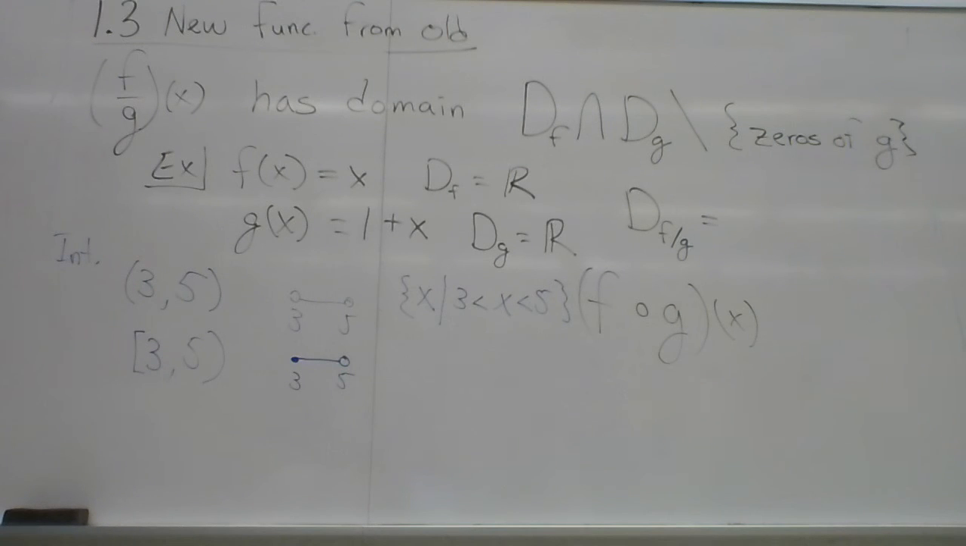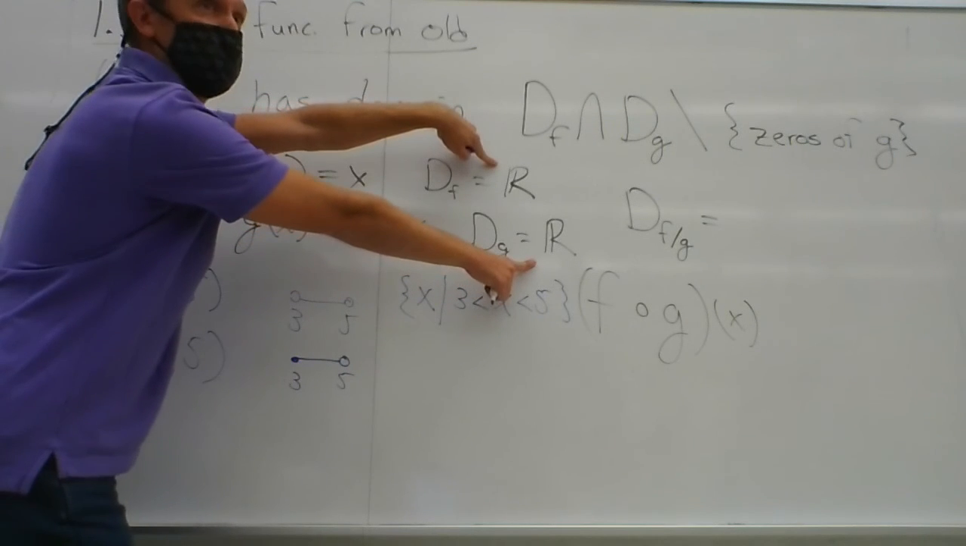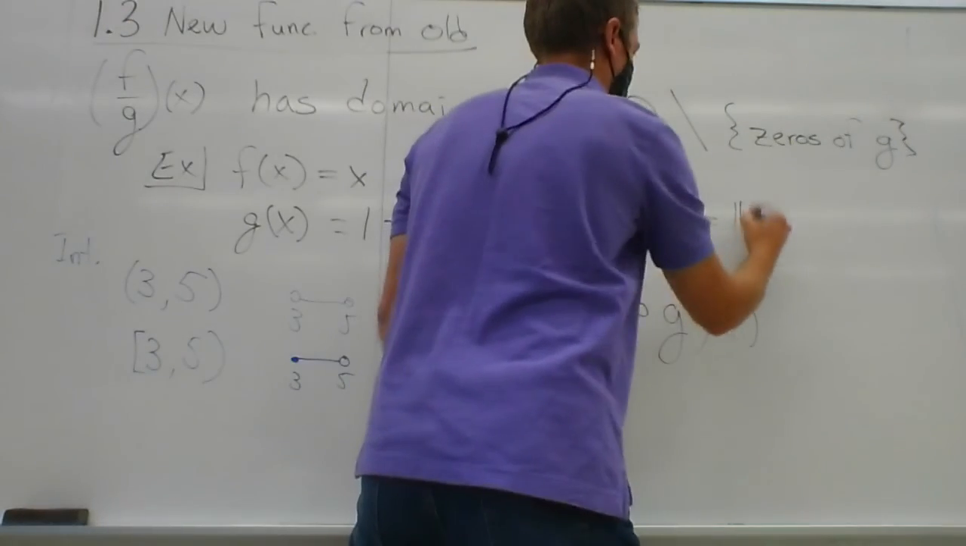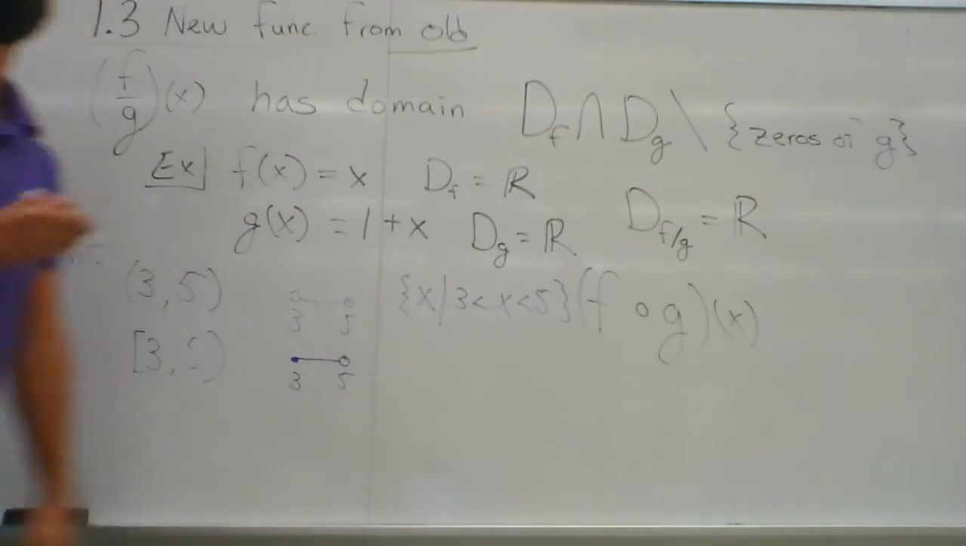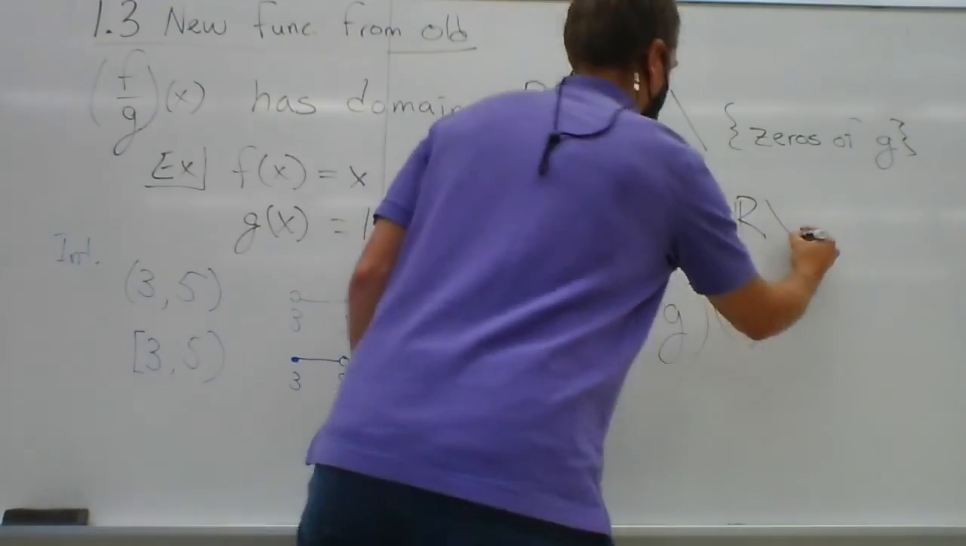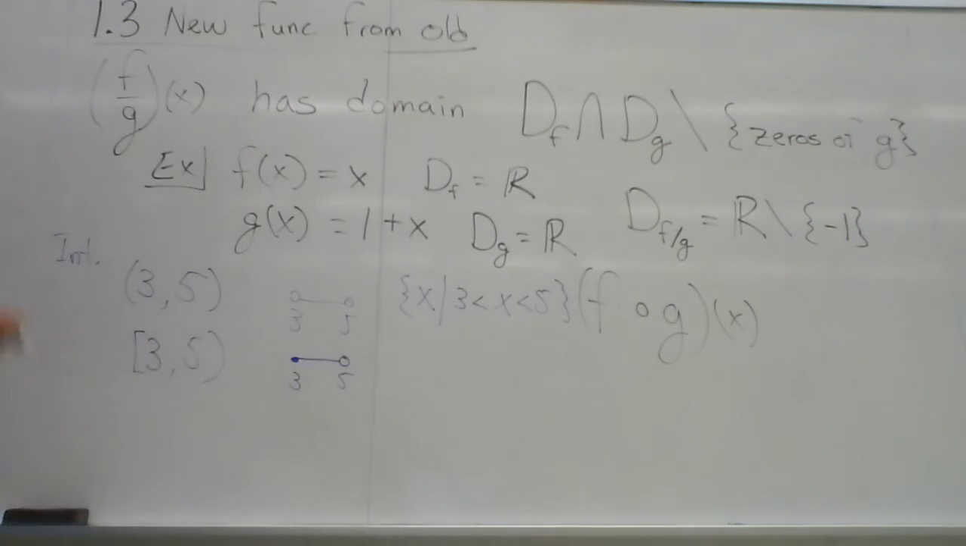What's the intersection of those two? That's the first question. What's the intersection of all real numbers with all real numbers? All real numbers. But that's not the domain of f over g. We need to remember we have to take out the zeros of g. So what are we taking out? Every real number except negative 1.